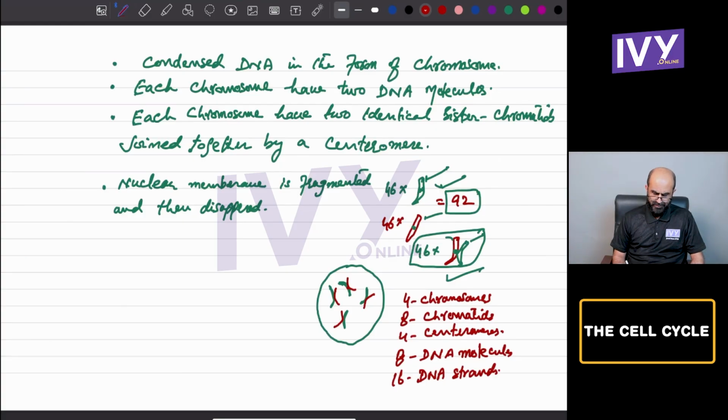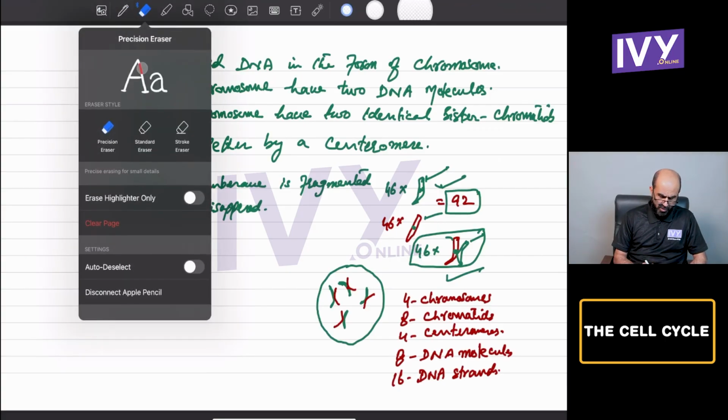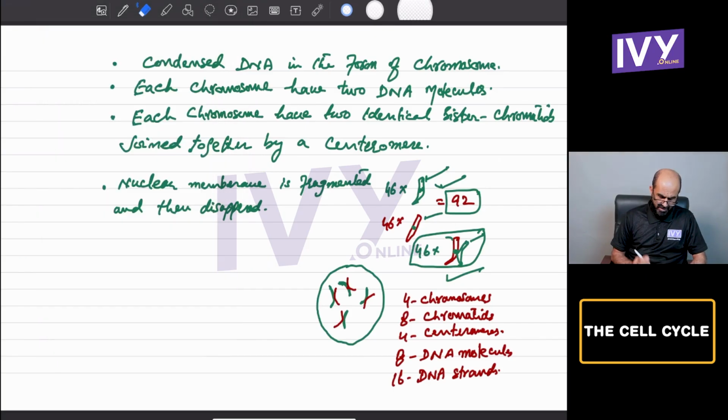Now in this case, what's going on is that initially the nuclear membrane is disintegrated. It is fragmented initially, and this fragmentation increases gradually, then it finally disappears. The nuclear membrane finally disappears, and all this is going on in the prophase.